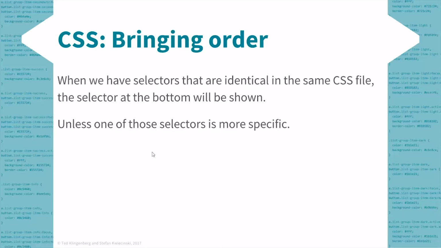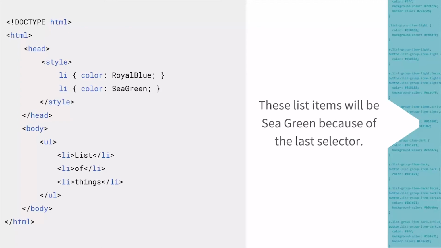Now, when we have selectors that are identical, and they're in the exact same CSS file, the selector at the bottom is the one that's going to be shown, unless one of those selectors is more specific. So when we talked about the Descendant Selector, that's going to be a more specific selection. So we can go ahead and do an example just to show how this works.